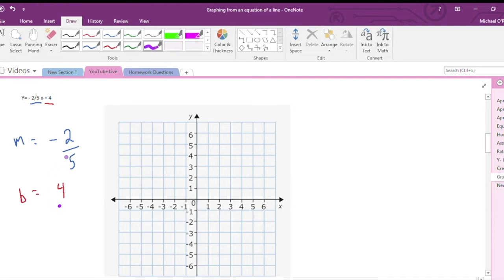Second thing is I graph my y-intercept. So my y-intercept's 4, so I'm going to graph it right there on the 4.